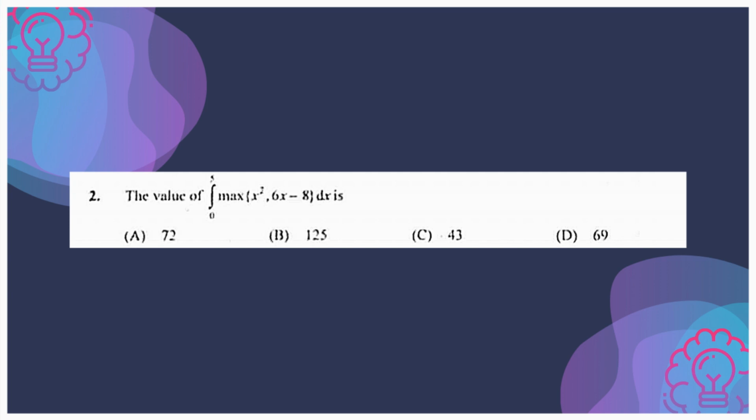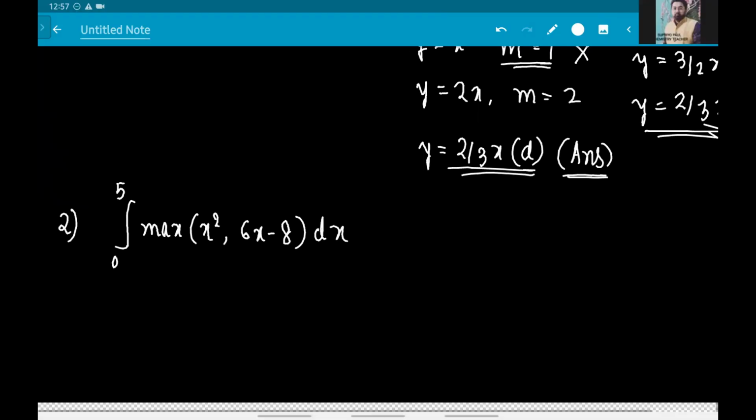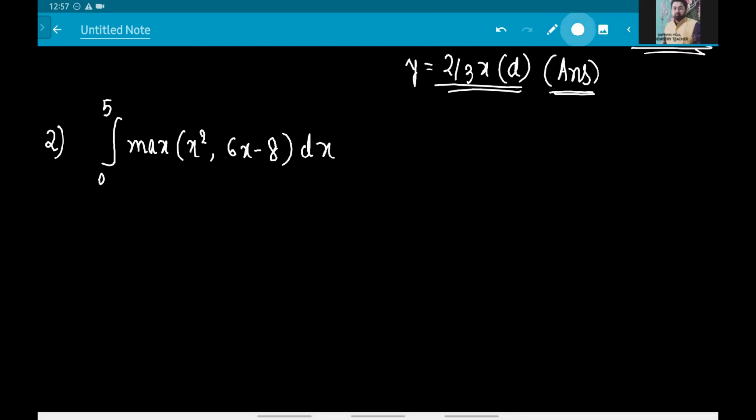It is given the value of integration with limits 0 to 5 of max of x square and 6x minus 8 dx. That is, you have to find the integration from 0 to 5 of max of x square and 6x minus 8 dx. Okay, so let us at first draw the graph of x square and 6x minus 8 to understand it in a better way.